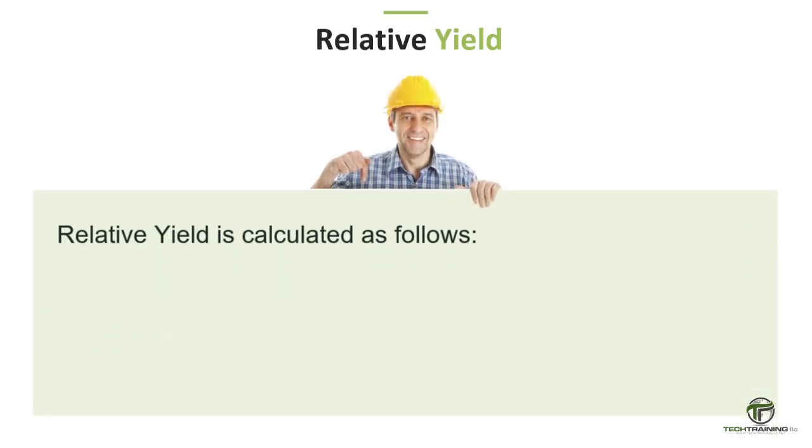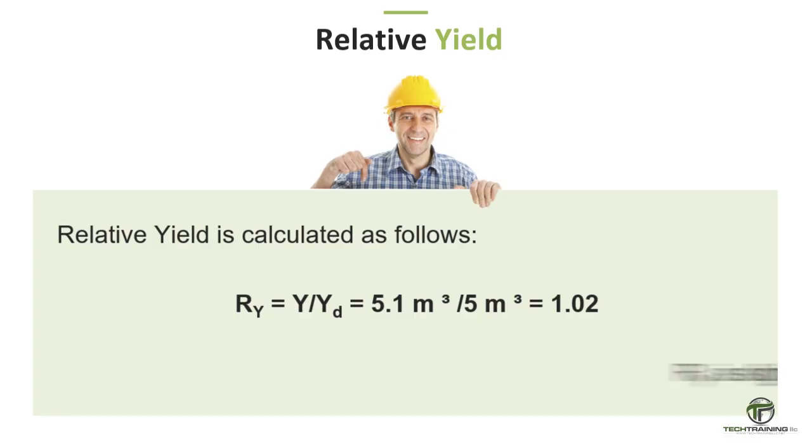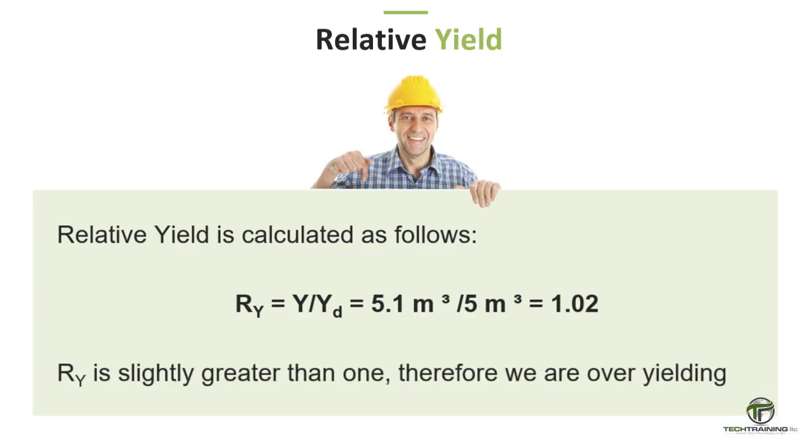Moving on, the relative yield is calculated as follows. Y, which is equal to 5.1 cubic meters, divided by Y subscript D, which is equal to 5, gives us a relative yield of 1.02. First, it is important to remember that a relative yield that is greater than 1.00 indicates that an excess of concrete is being produced, whereas a value less than 1.00 indicates the batch is short of its design volume. In this case, you can see that R subscript Y is slightly greater than 1. Therefore, for this batch of concrete, there is a slight overyield. Let's go ahead and calculate our final cement content in kilograms per cubic meter.